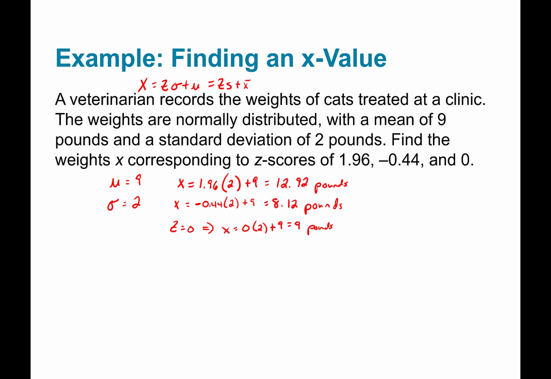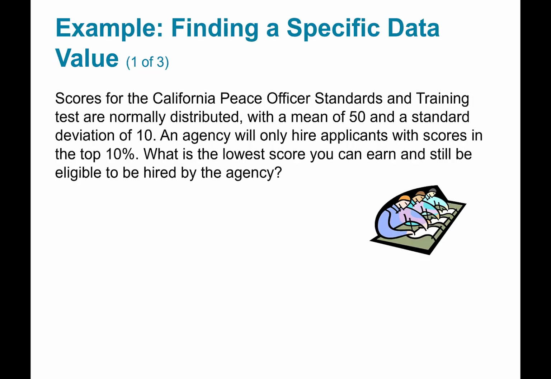Although realistically, you don't have to do the formula in this case because we know that a z-score of 0 corresponds to our mean. So you don't even have to really use the formula for that one, but you can use the formula. It'll still work.